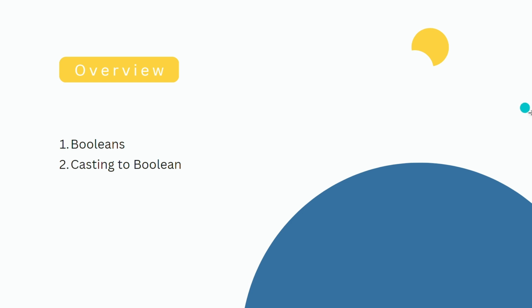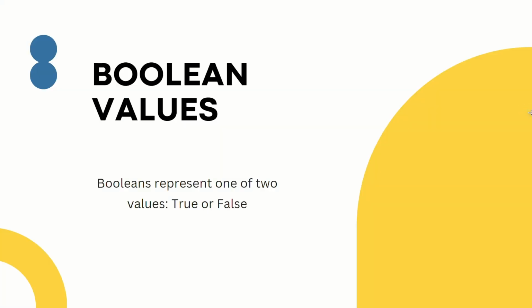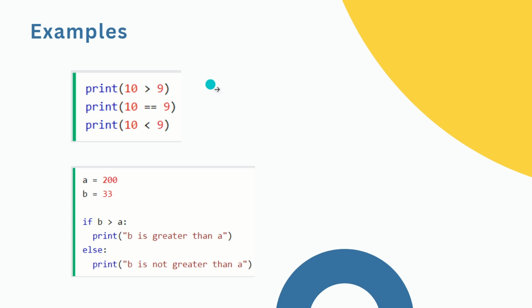So let's begin. Alright, Boolean values represent only one of two values, which are true or false. Only these two are the possible values which a Boolean data type, or a bool data type in Python, can hold. So that is about the Boolean data type.